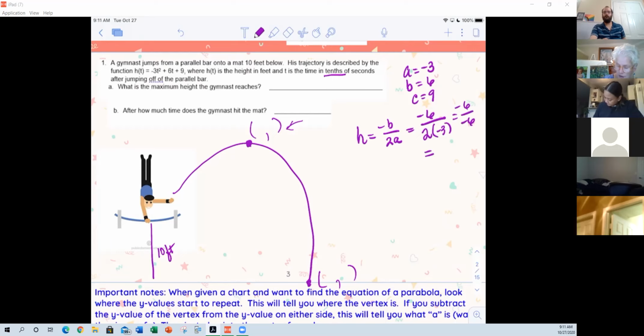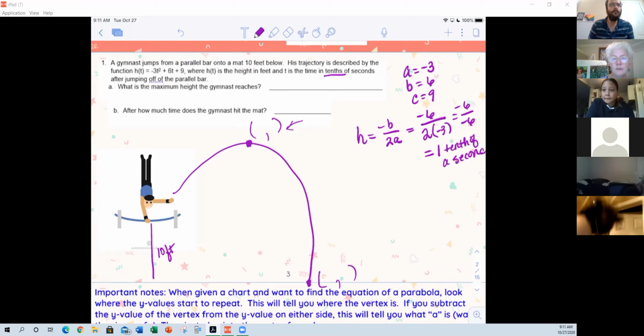So H, and remember H is the time. So H is 1, and it's going to be 1/10 of a second. But that's not the question anyway, right? The question is, how high does the gymnast go?